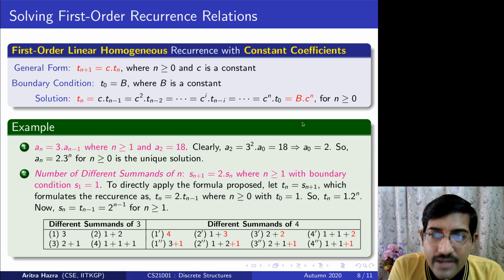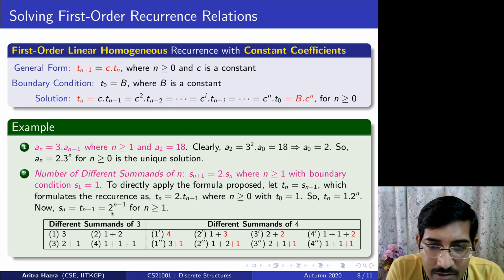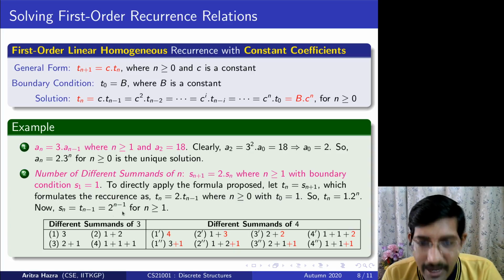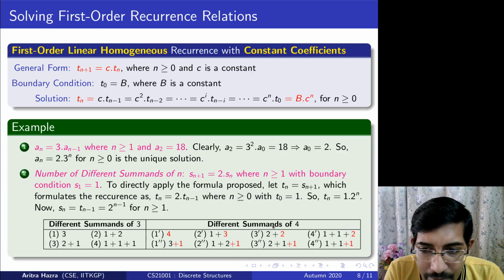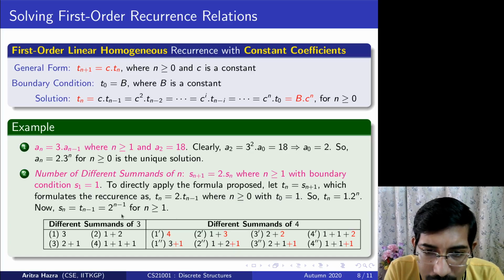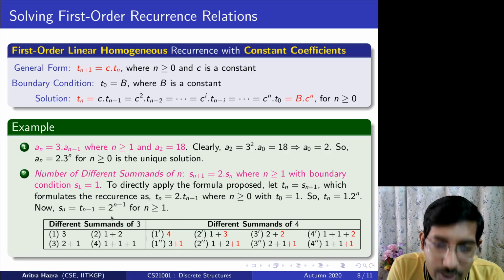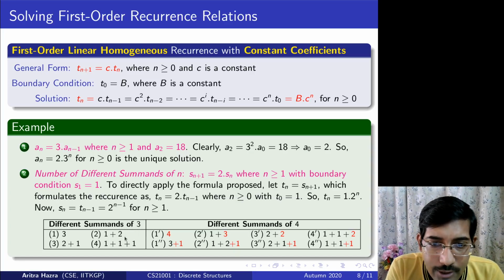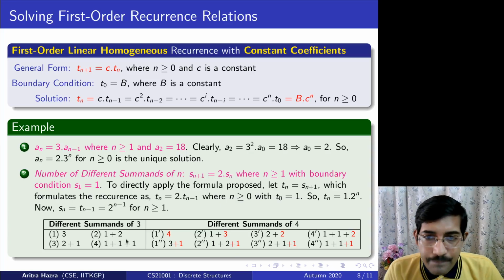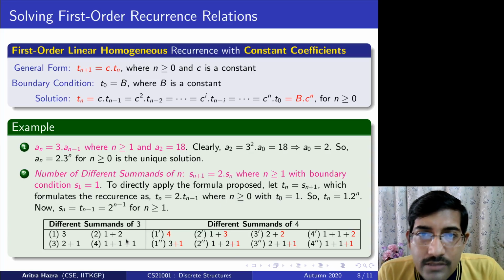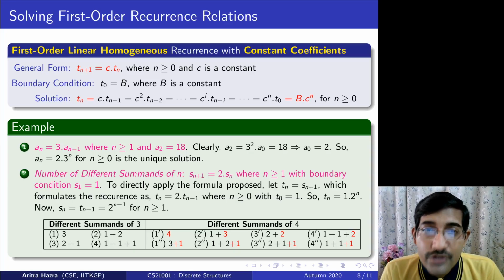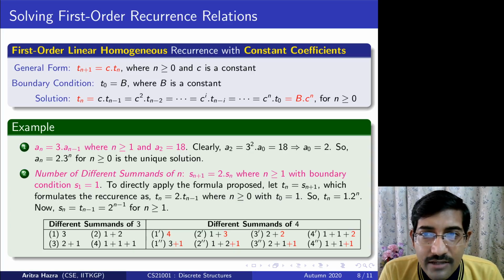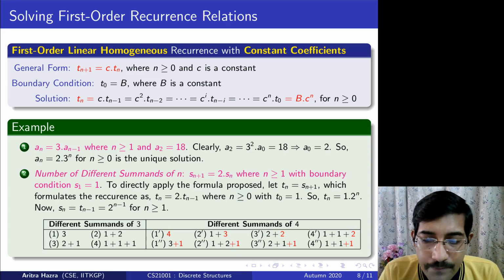So now I can directly apply, because everything matches with my general format. So it's 2 to the power n minus 1 is the answer. So the number of different summands of a number is 2 to the power n minus 1, which is actually 2 into the number of summands for n minus 1. So these are some practical examples when we use first order linear homogeneous recurrence with constant coefficients.